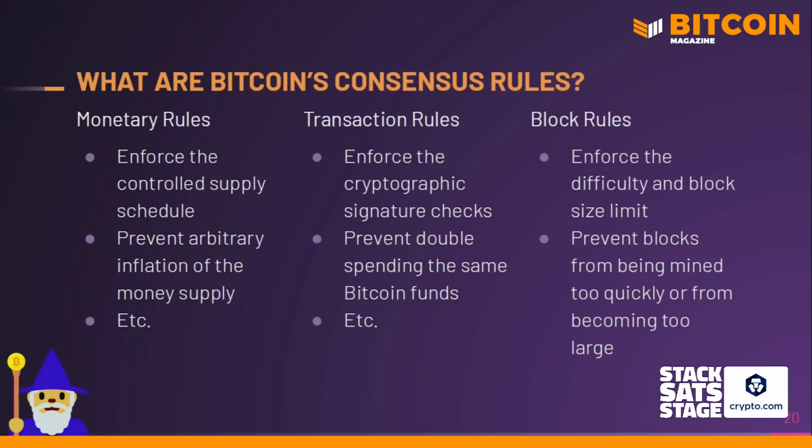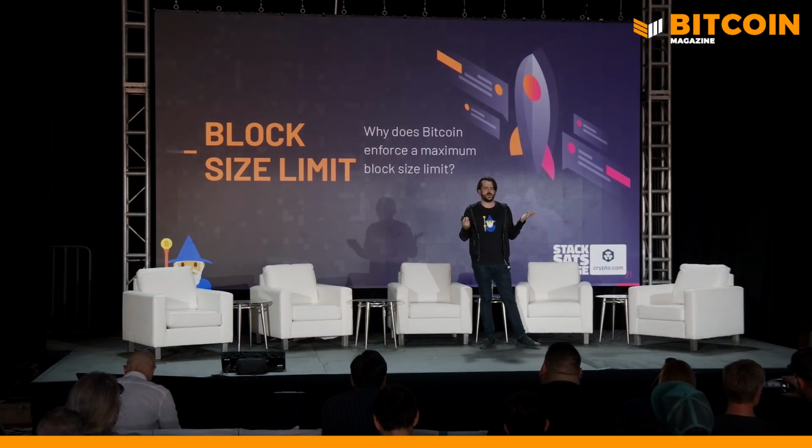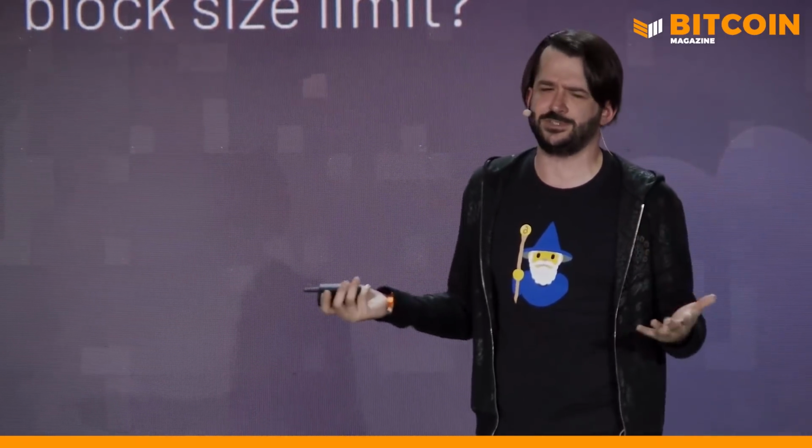Another very important part is the block rules, which is enforcing the difficulty adjustment, and more importantly, the block size limit. And the block size limit is something that was a huge debate. There was a lot of propaganda and fighting a few years back. But basically, this is a common thing that most newcomers to Bitcoin don't understand. It's like, well, why is there a block size limit? Why don't we just make the blocks bigger? Why would you make small blocks? That limits the amount of transactions you can do.